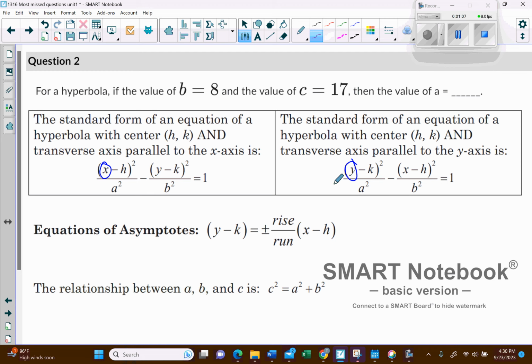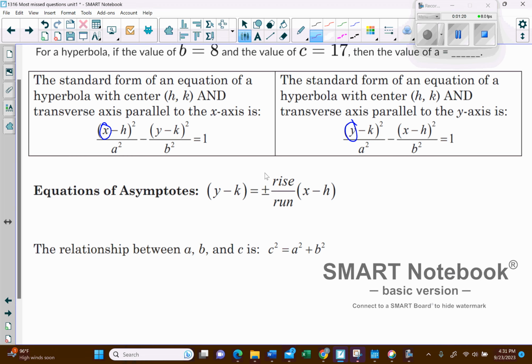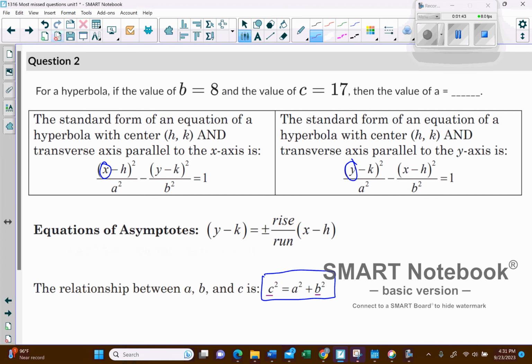Finding the center, you're probably pretty good with, because it's the same for all these different conics with the h and the k. But the relationship between a, b, and c is different for the different conics. Here's the relationship for hyperbolas, and it's identical to the Pythagorean theorem: a squared plus b squared equals c squared. So you just need to plug in c and b, and you should be able to solve for a without any problems.